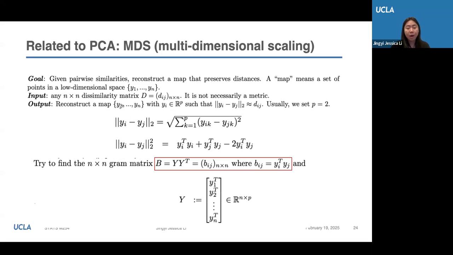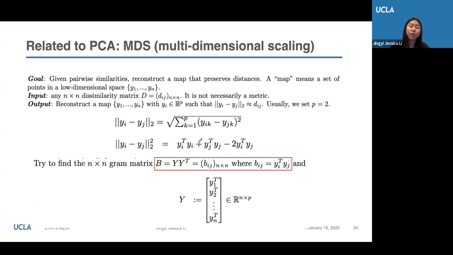So what we hope is to output y1 to yn. I just set it to 2 dimensions for simplicity, in the hope that the Euclidean 2-dimensional distance between yi and yj, using this L2 norm to mean Euclidean distance, is close to Dij, the input. This is a very quick recap of the L2 norm: we sum the squared differences of the 2 data points in every dimension, sum over dimensions, and take the square root of the sum.